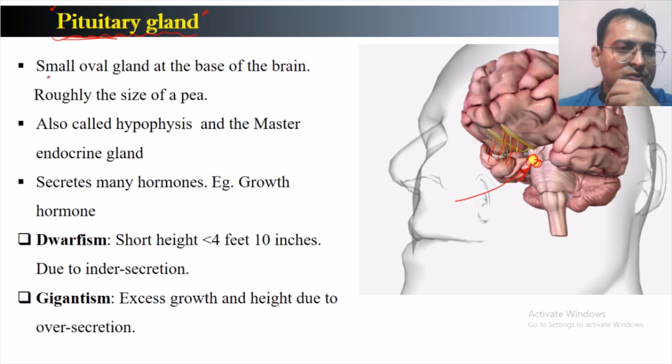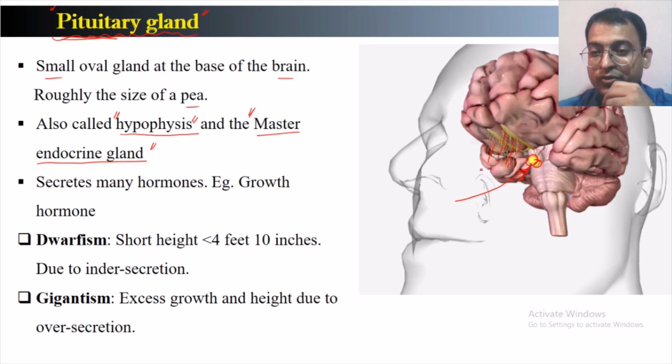They are small oval glands at the base of the brain, roughly the size of a pea. It is also known as the hypophysis. Earlier it was called hypophysis, a less common term these days; now we call it the pituitary. It is also known as the master endocrine gland. Though it is so small, we call it the master endocrine gland. It controls many other endocrine glands of the body.